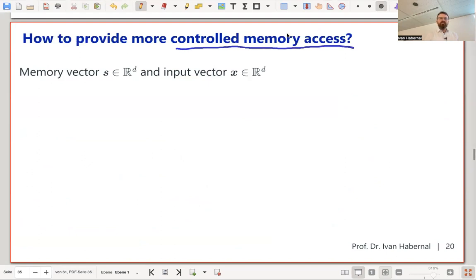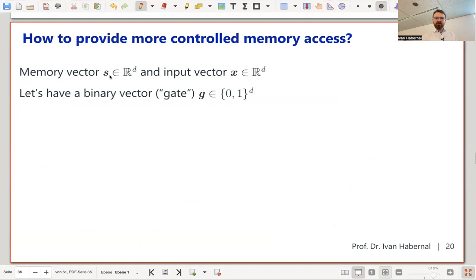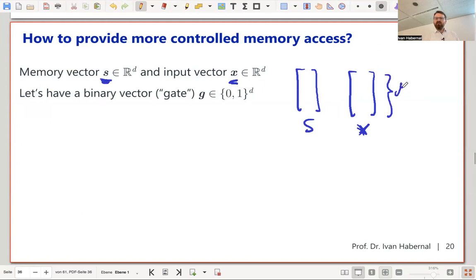Okay. So we have the memory. Now we simplify things. Just for the sake of brevity here, we have this memory vector S, and we have an input vector X, and they both have the same dimensions. So we have S, the state vector, and we have the input, the X vector, for now. And they have the same dimensions, D.